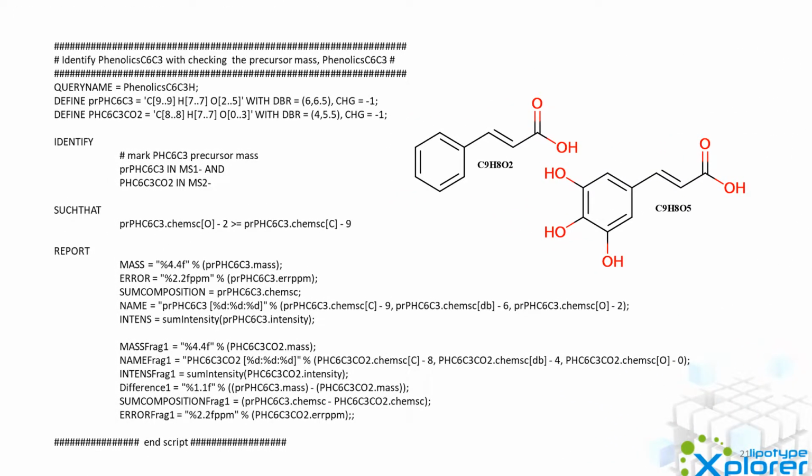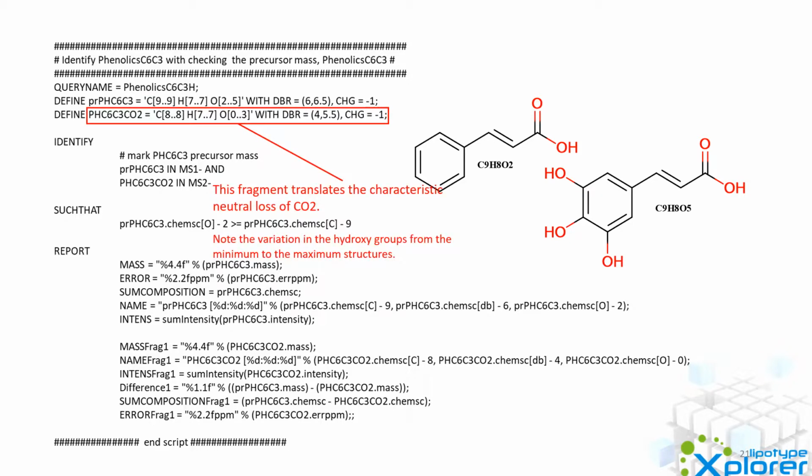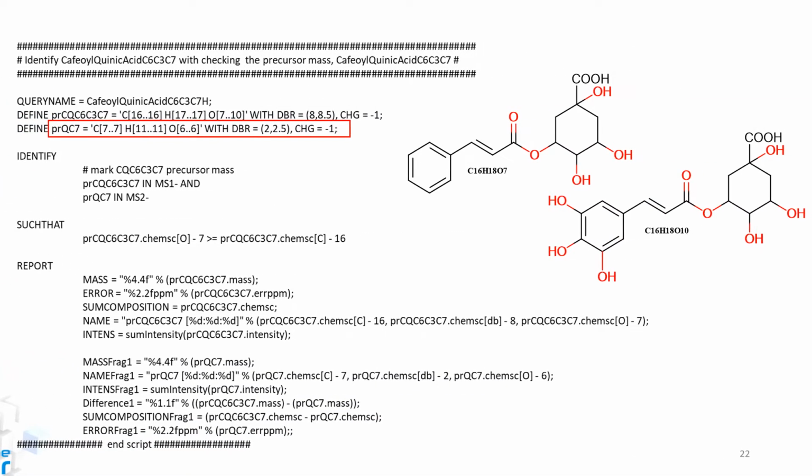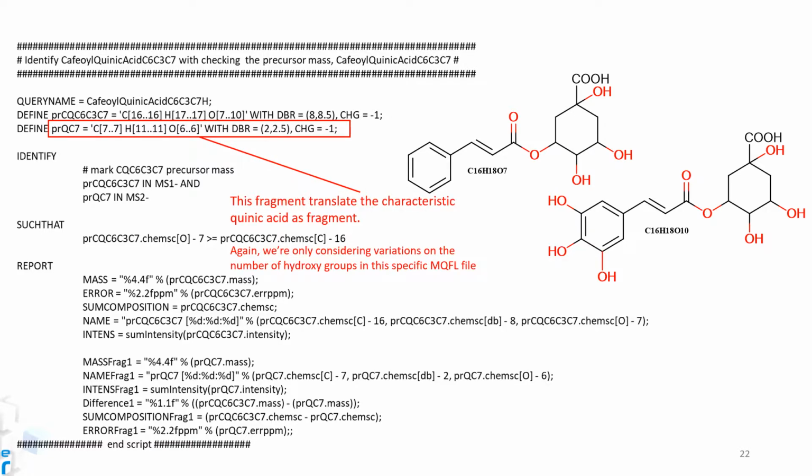So in this case, we have phenylpropanoids. Note that this fragment translates the characteristic loss of CO2. Note the variation of the hydroxy group from the minimum to the maximum structure. So in this other case, caffeoylquinic derivatives will be surveyed. This fragment translates the characteristic quinic acid as a fragment. And again, we are only considering variations on the number of hydroxy groups in this specific MFQL file.